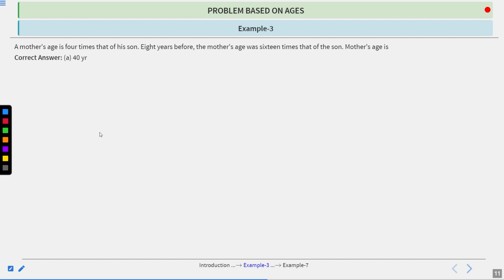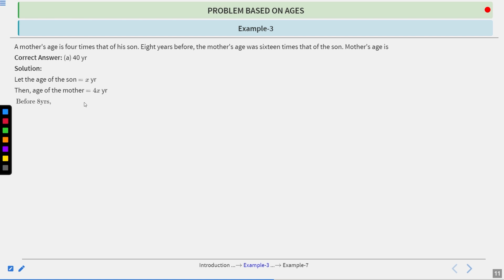Now first we need to understand this question. The question says that a mother's age is 4 times that of her son in the present. Now it is given that 8 years before, the mother's age was 16 times that of the son. So let's see the solution. Let the age of the son be x. So what will the mother's age become? Then the mother's age will become 4x years in the present.